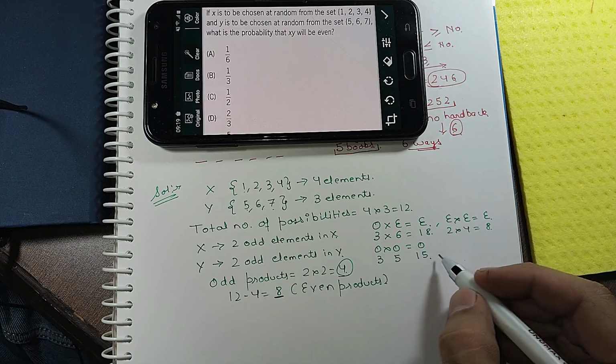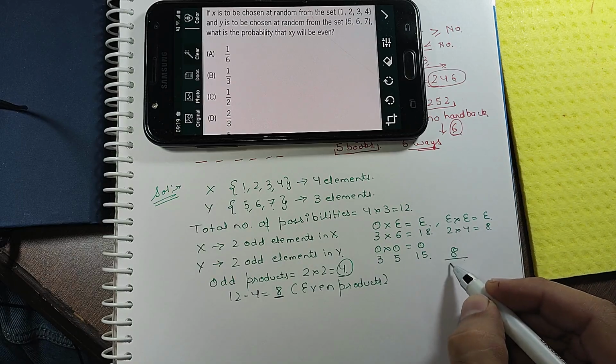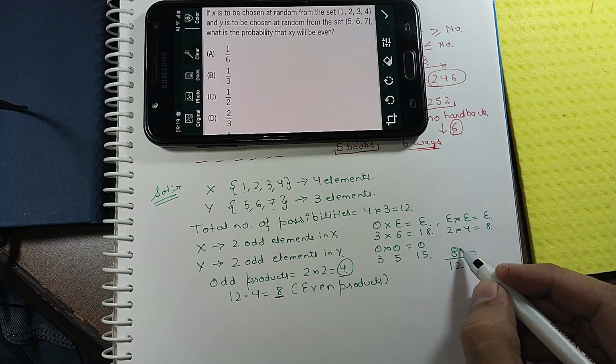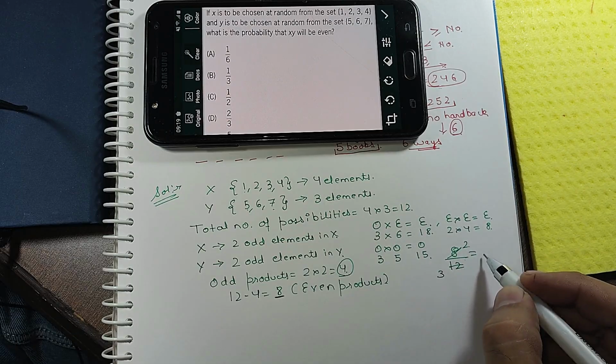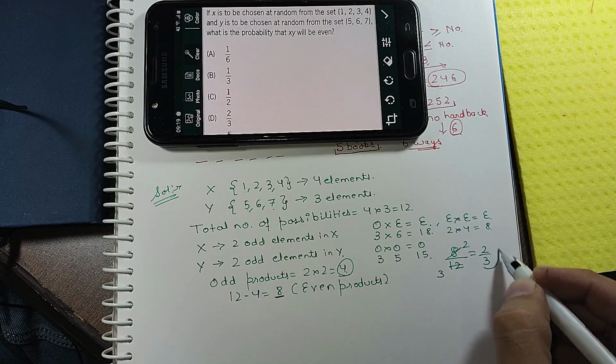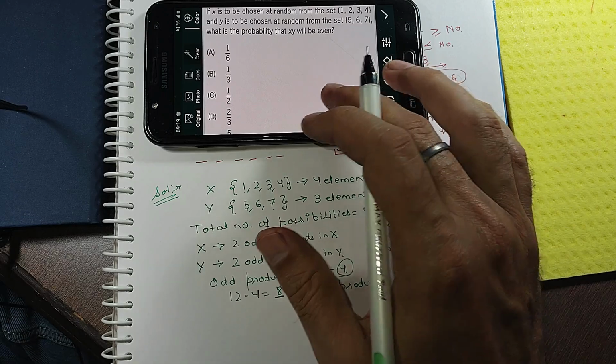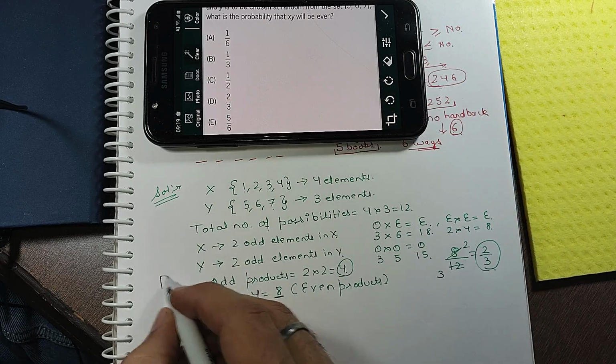Now probability will be the number of even products, 8, divided by the total number of possibilities. So this will be equal to, this cancels out: 2 fours are 8, 3 fours are 12. So this will be 2 by 3 is the probability. So the right option for this will be option number D. Option number D is the right answer.